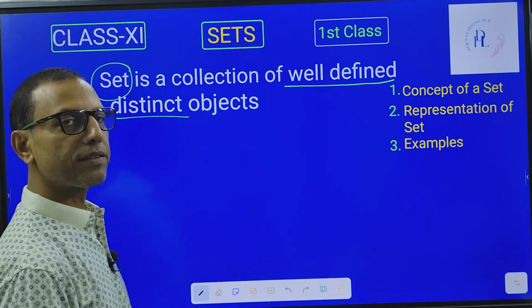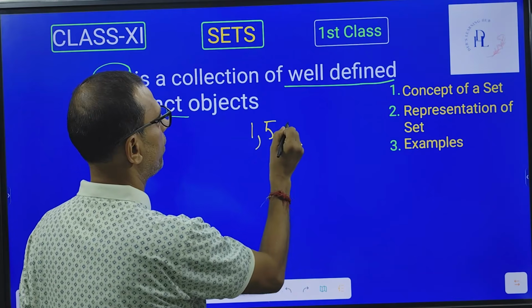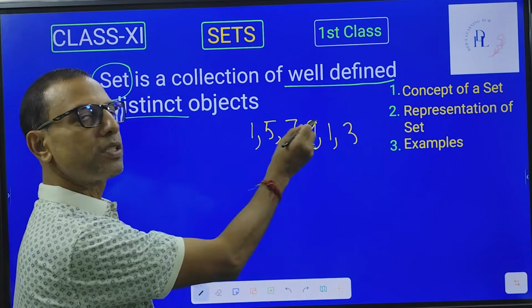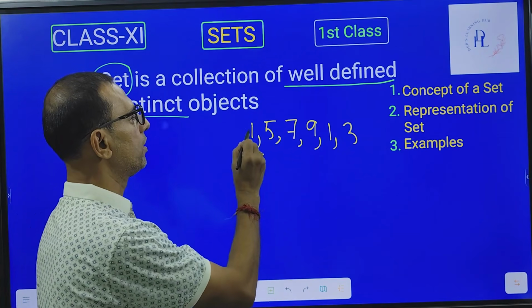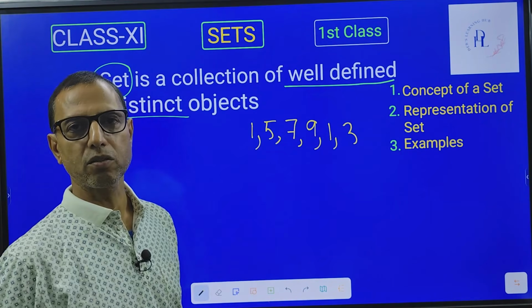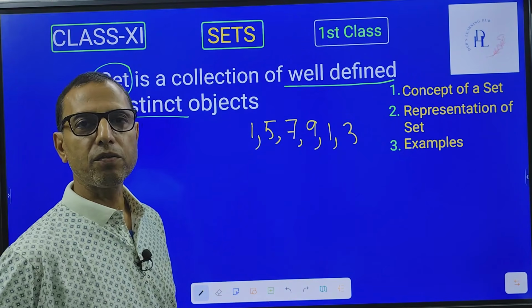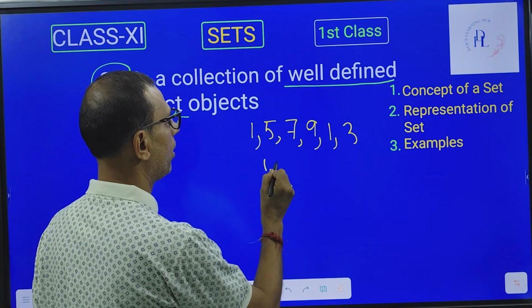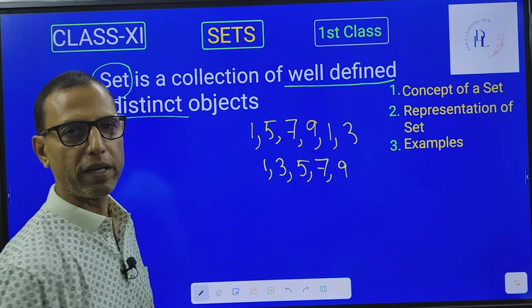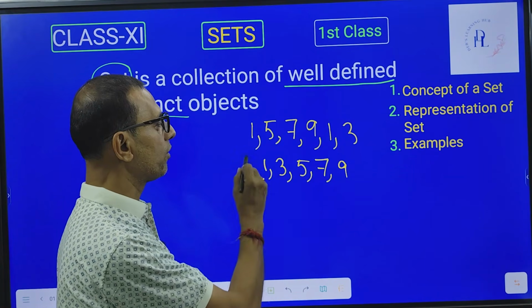Now let's take another example. Let's say there is a collection of numbers 1, 5, 7, 9, 1, 3. How many numbers are there? Total 6 numbers, but out of these, 1 appears twice, while 5, 7, 9, 3 appear only once. So when I form the set from this collection, the set will be 1, 3, 5, 7 and 9. I will not mention 1 twice. So only the distinct objects we will take, and those are well defined.